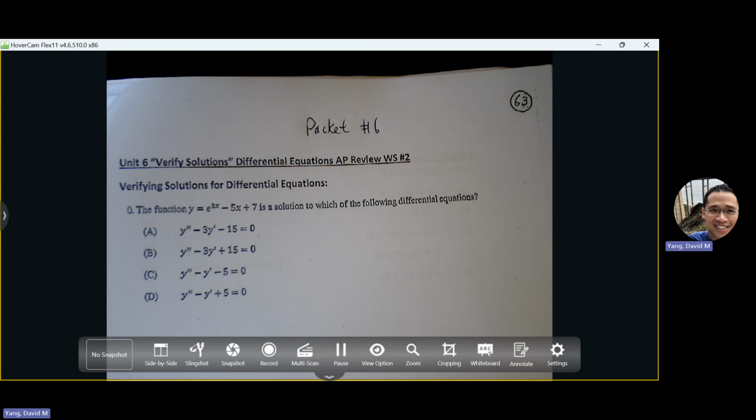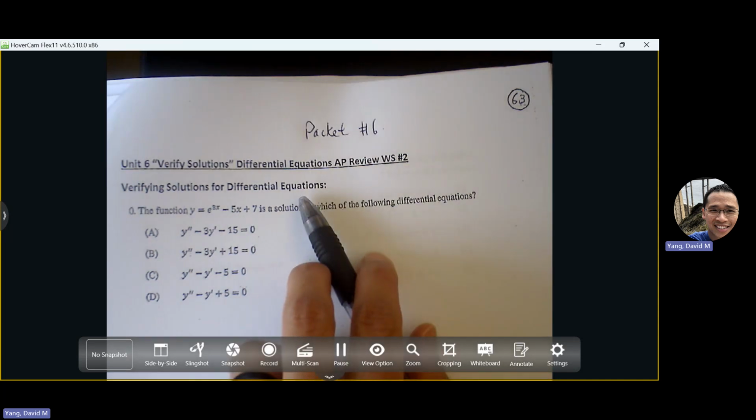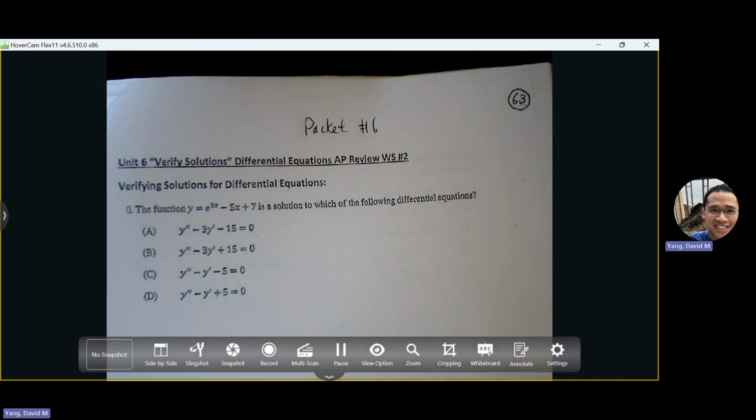these types of problems. So whenever it says verify solutions for differential equations, all you're doing is you're gathering your derivative and second derivative from the function and then plugging in and seeing which works. You're trying to find an equation that will satisfy the differential equation. Or you're trying to find a derivative equation that will be a true statement, basically.